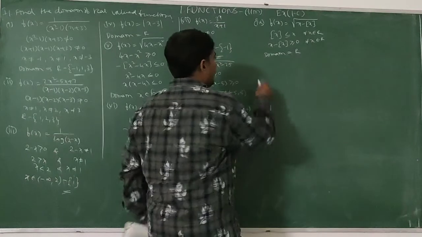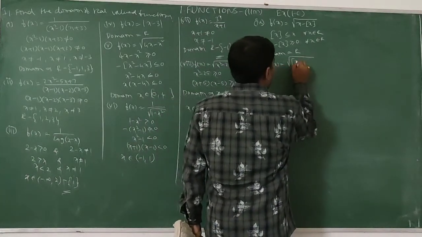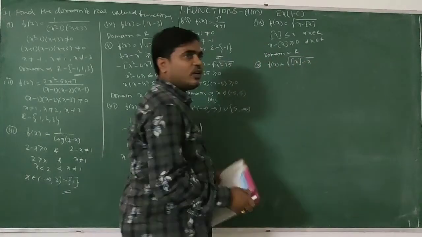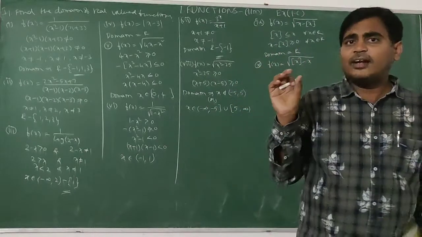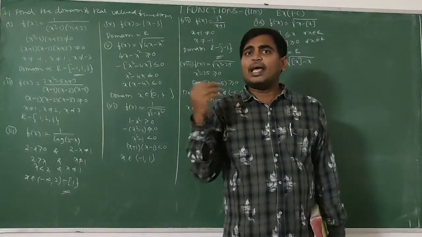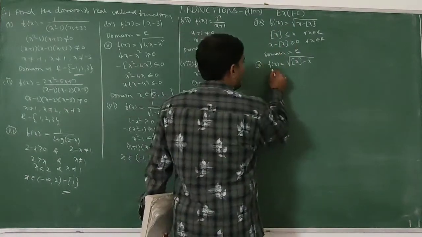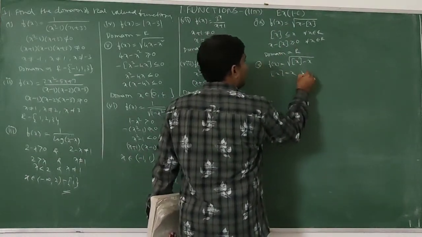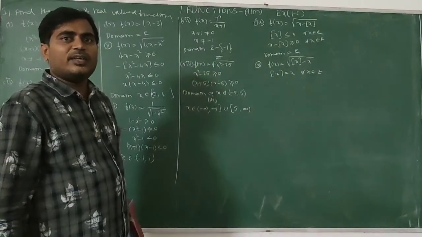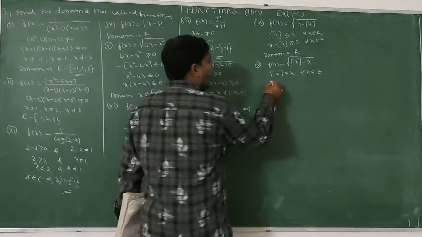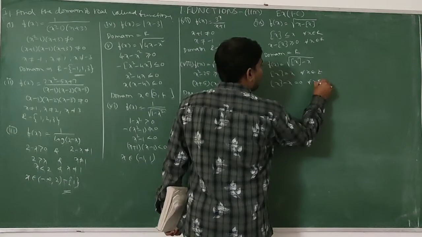Next, 10th. f of x equal to bracket x minus x. We know x is bigger than bracket x, but under one condition bracket x is equal to x. When is bracket x equal to x? Bracket x is equal to x for all x belonging to Z. If x is an integer, bracket x is equal to x. So bracket x minus x equals 0 for all x belonging to Z.